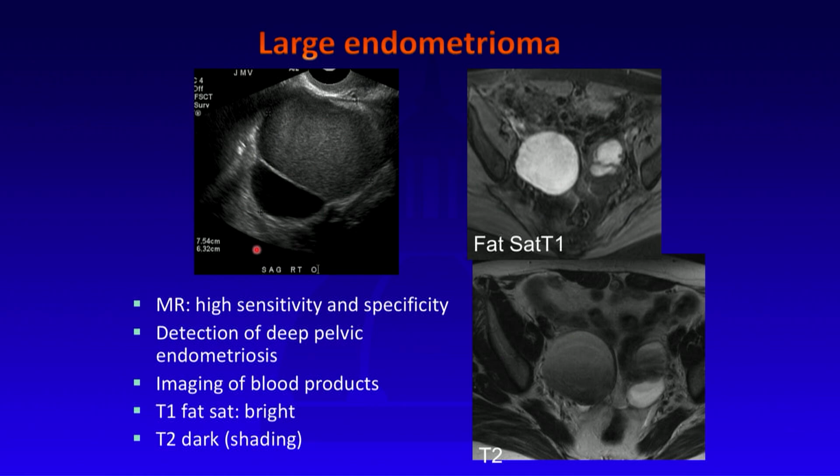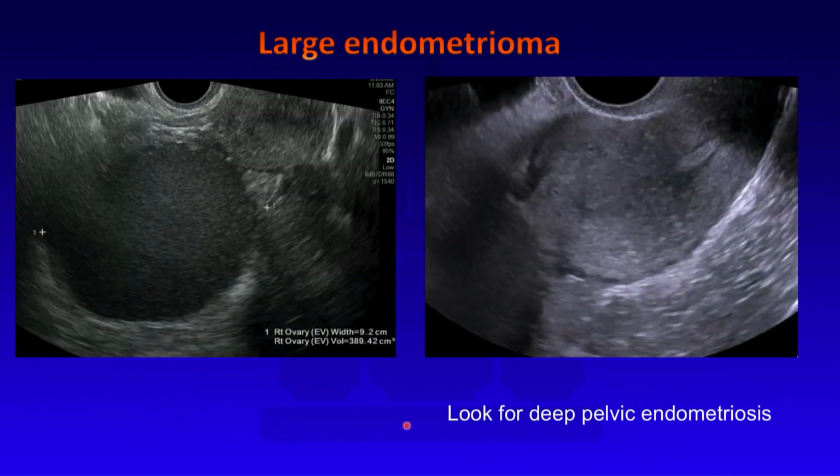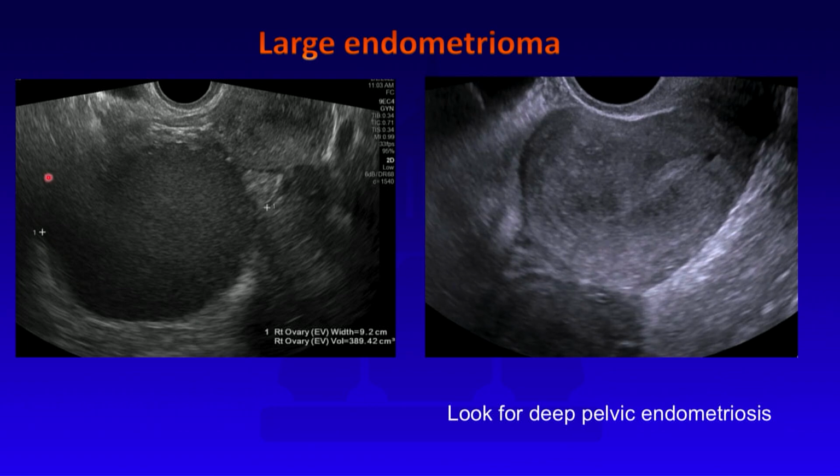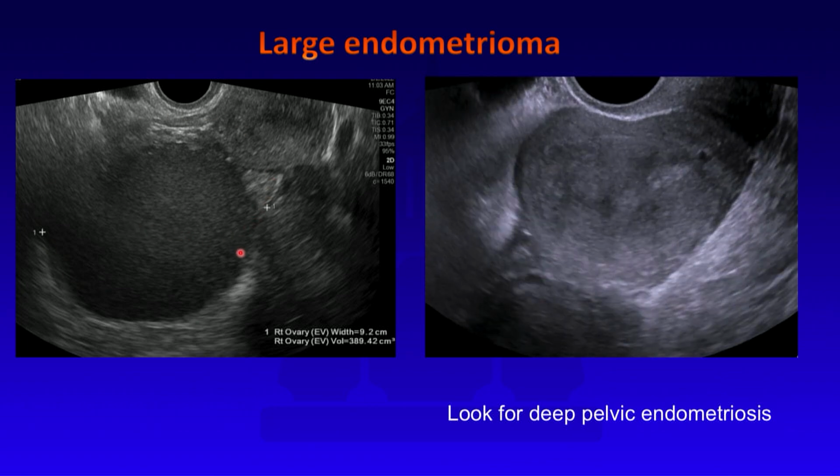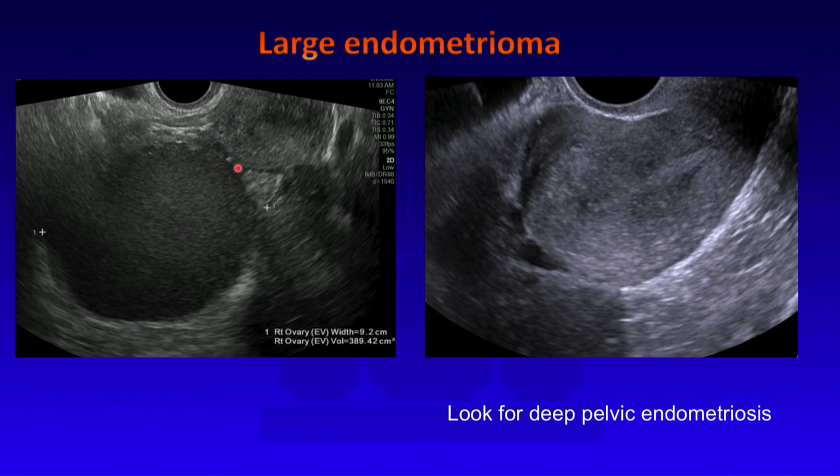So this is just a large endometrioma, which is multilocular, but one part, again, has this typical diffuse ground glass appearance. And of course, MR is excellent in making the diagnosis. They're bright on T1, and they have this T2 shading that's characteristic of endometriomas, and MR is also excellent to detect additional areas of deep pelvic endometriosis, which may be the cause of the patient's symptoms anyway. So this is a very large endometrioma, again, diffuse low-level echoes. You see the little echogenic foci.